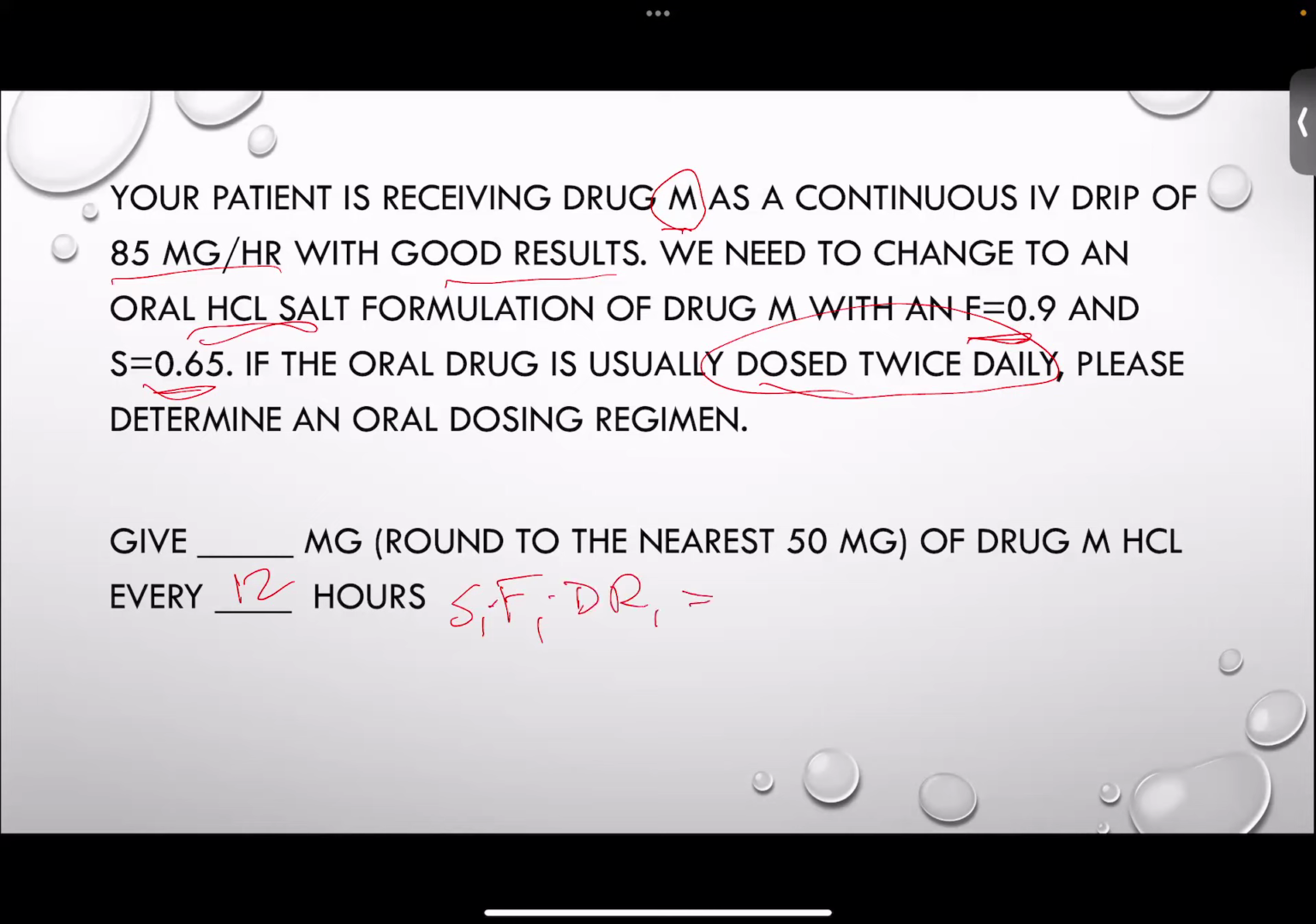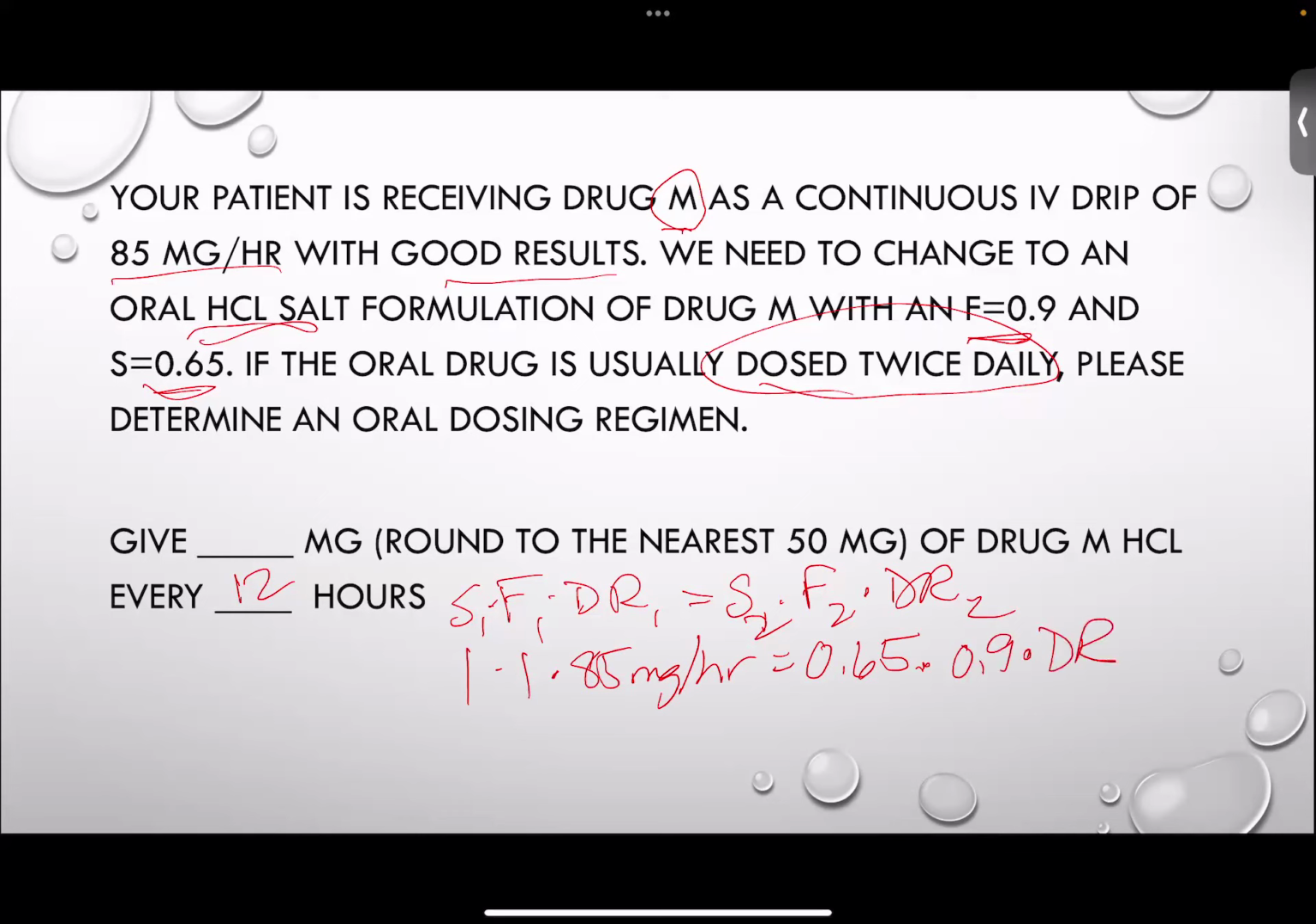All right, so here's where we want to have our initial salt form times bioavailability times dose rate equal to our new salt form, bioavailability, and dose rate. So since it was given IV and there's no salt form mentioned, we're going to assume these are 1, and the dose rate is 85 milligrams per hour. Our new salt form is 0.65, only 65% of it is the active drug. Bioavailability is 0.9, and so we're going to solve for our dose rate, aren't we? And this is going to be in milligrams per hour.